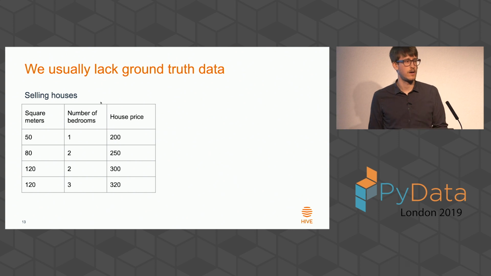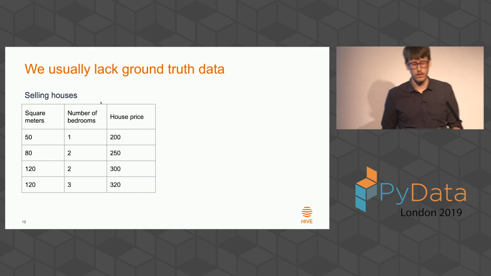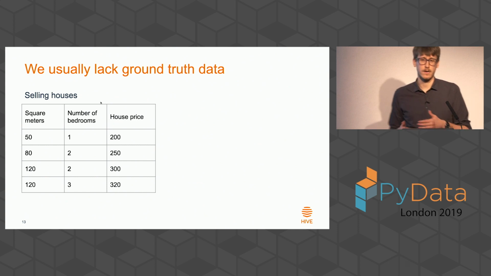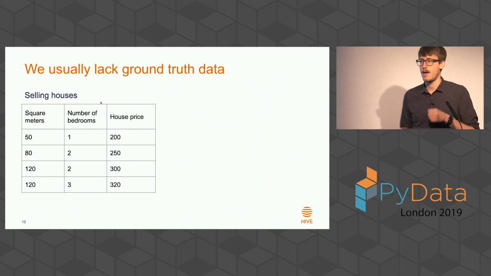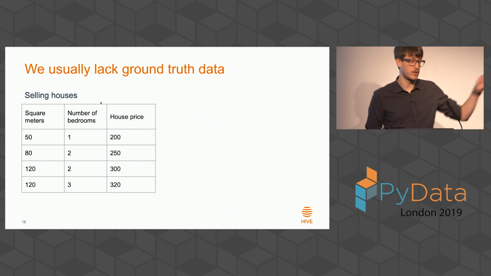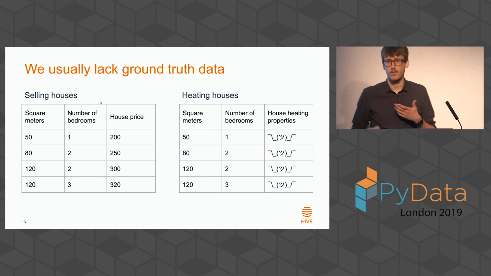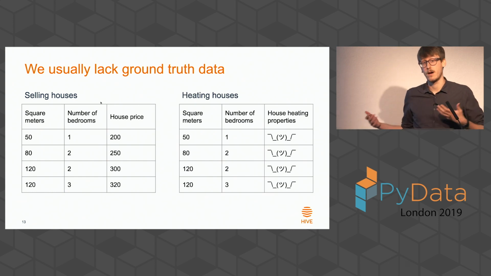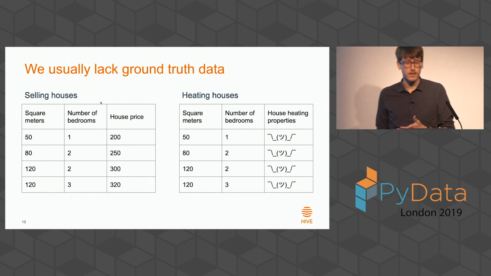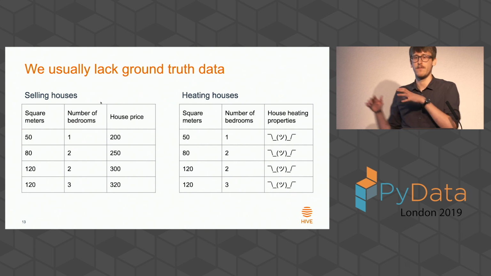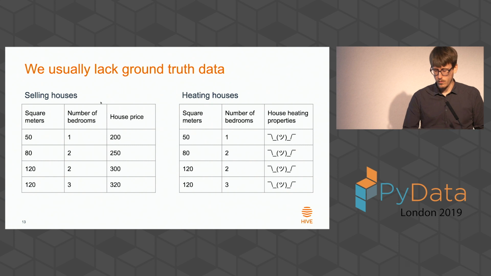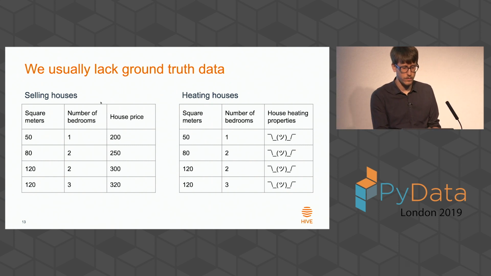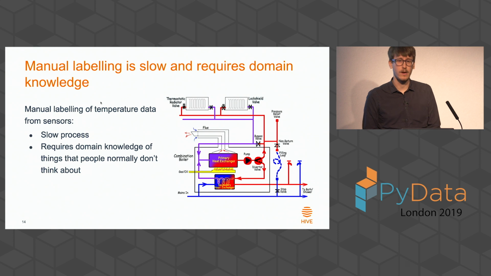If you want to develop a model to decide the price of a house, you can just find a database with information on the house and the price those houses were sold for. In our case, we don't really know the thermal properties, the heating properties of the house, and we cannot afford to send a team of scientists to every trialist house to measure all of these things. So we end up doing, like I'm guessing a lot of you do, manual labeling.